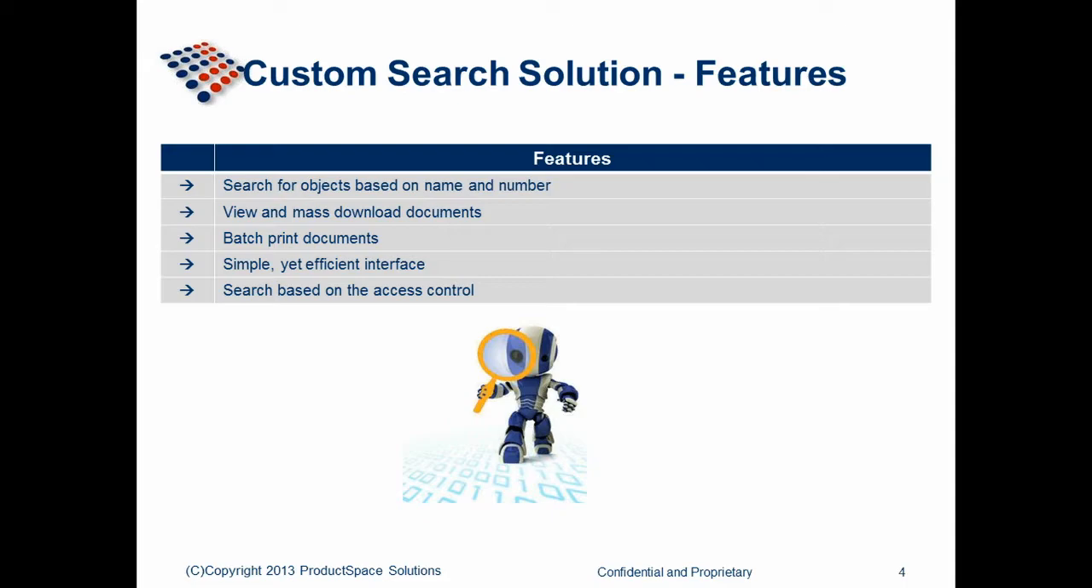Just like the Windchill search, this tool also takes into account access controls that you have in the system. So if a particular user does not have read access to the object, the custom search will not find it for them either. So it does take those into account.